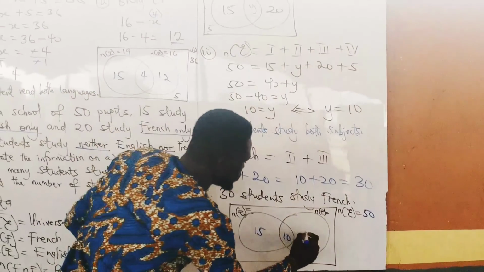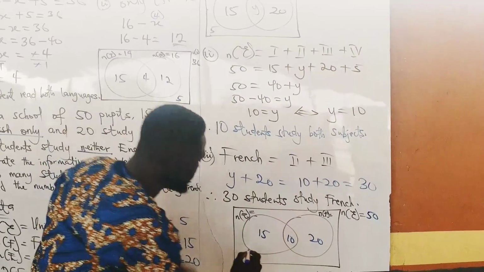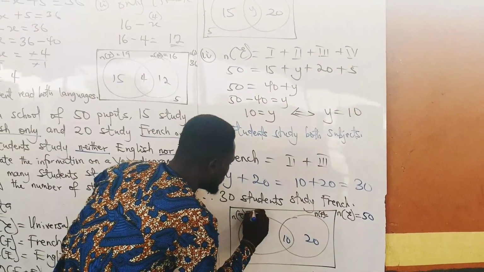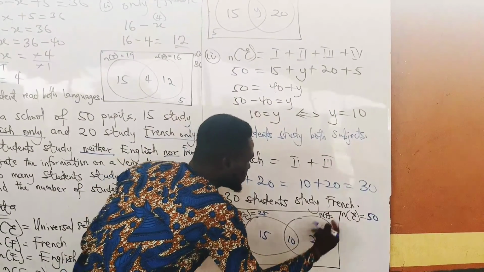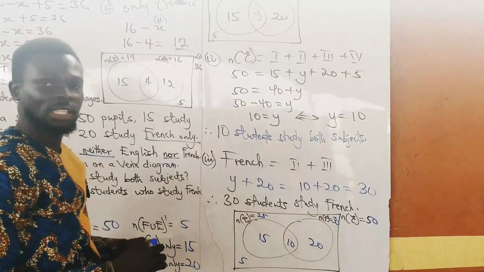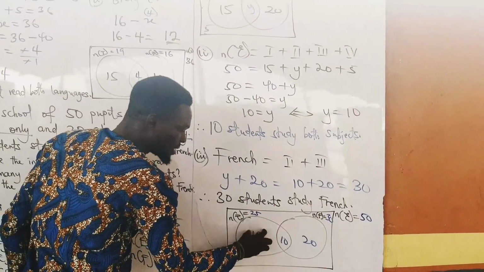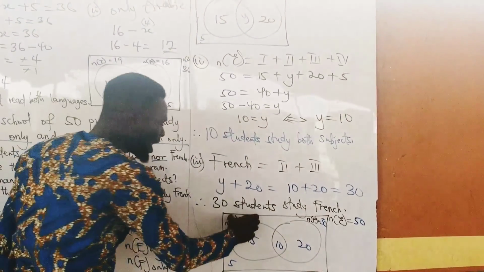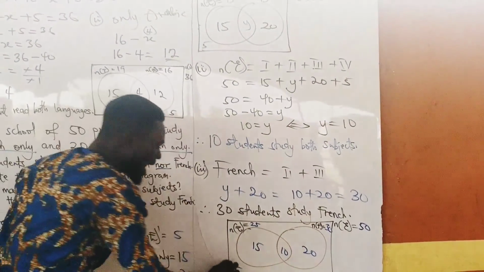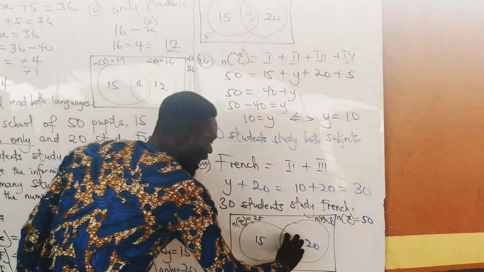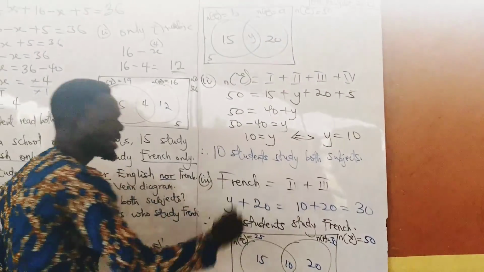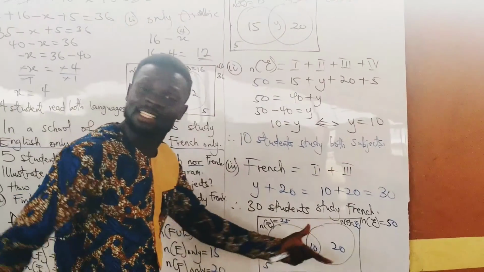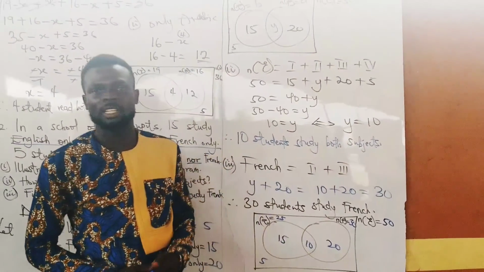Then here we have 20. We have a complement of 5. Then just add this to get 25. When you add this, you are going to get 30. Then you notice that this plus this plus this plus this is equal to the universal set. We don't add this because this is not a region. We add only the regions. Region I, II, III, IV, and you have this as your answer.